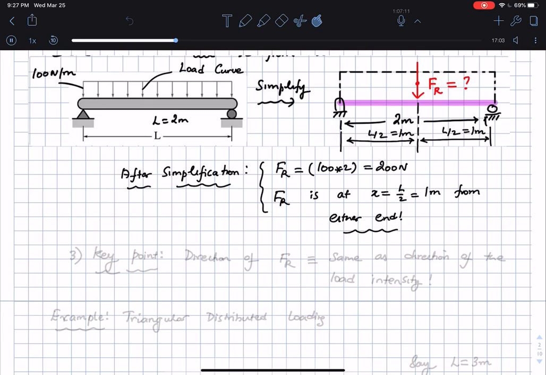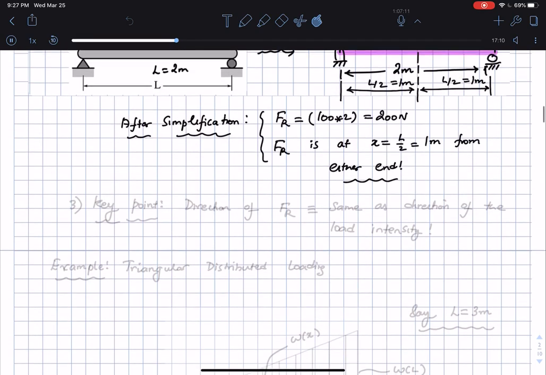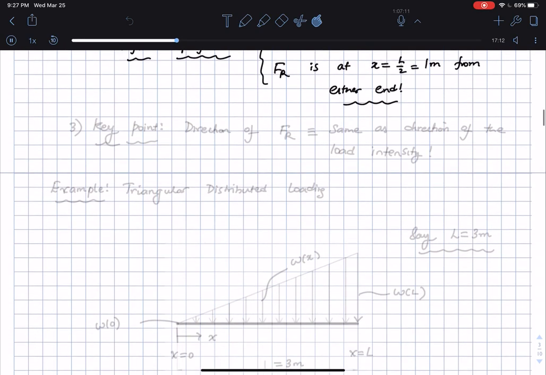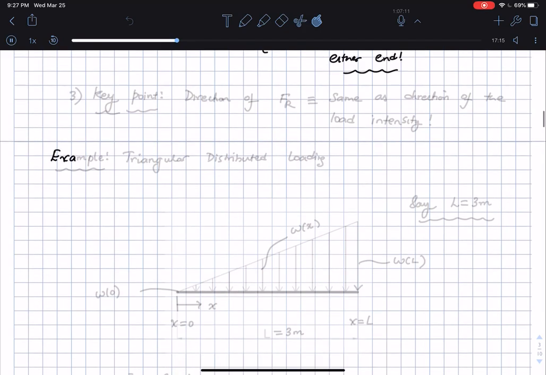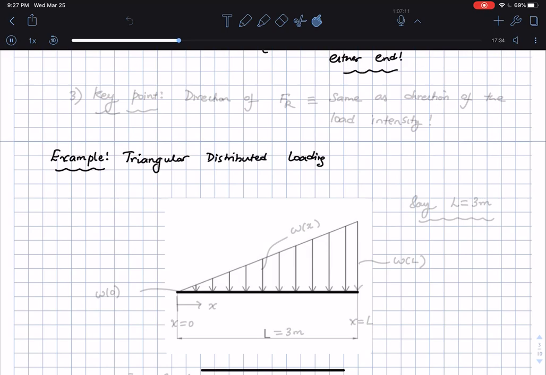Then I take another example, which is an example of a triangular distributed loading. So this is the next example. It's slightly more complicated than the rectangular loading, but nevertheless still easy, because we know how to find the area of a triangle. That's not a big deal, right?